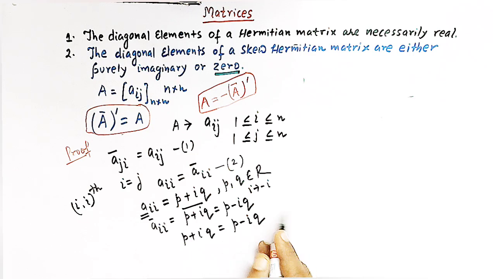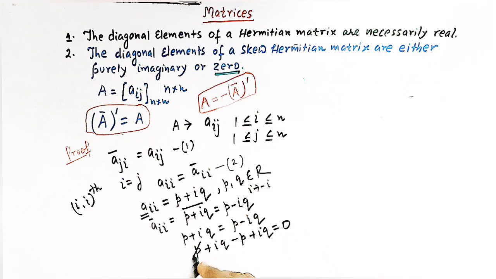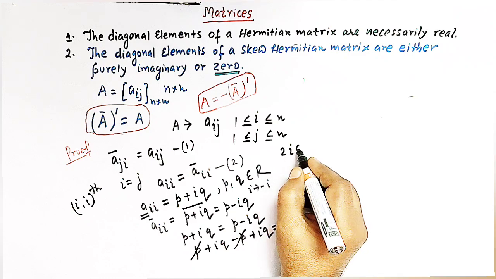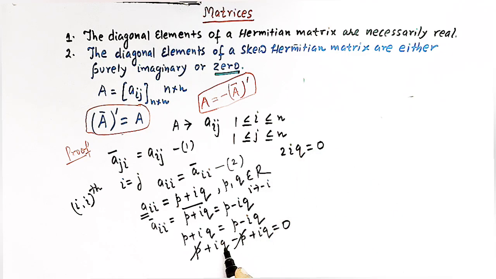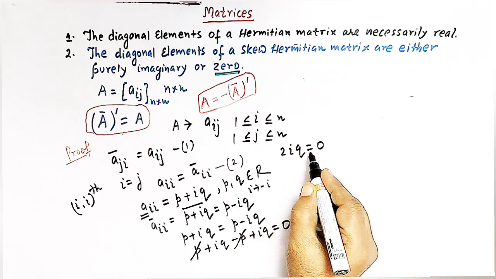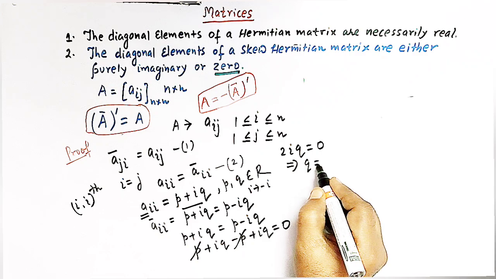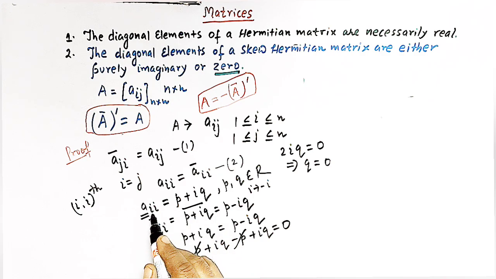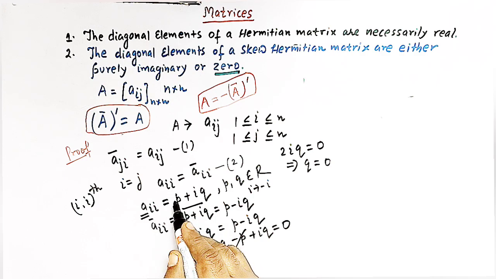Right? So now taking these two elements to the left hand side, we have p plus iq minus p plus iq is equal to 0. So this p and this p get cancelled, and here we have 2iq is equal to 0. So iq plus iq is 2iq, and 2iq is equal to 0 implies q is equal to 0, and q is the imaginary part of this element, that is aii, where p is the real part, right?